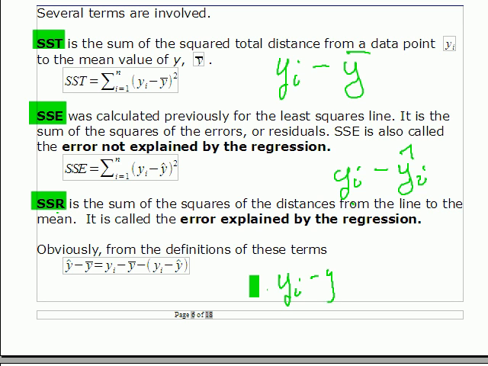yi minus y bar equals yi down to the line, plus... Okay, obviously these are gone and it's just algebraic.